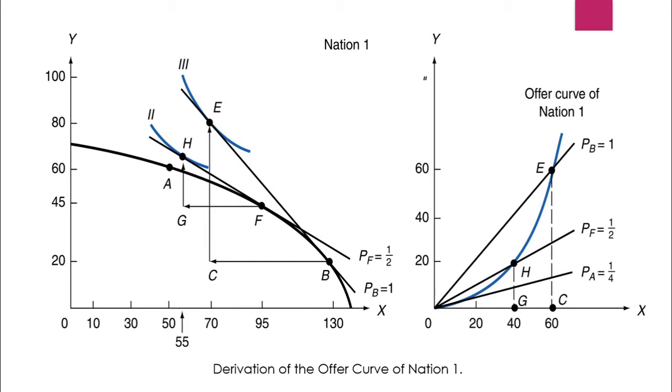Initially, let us assume that the price ratio PB is equal to 1. International terms of trade is denoted by the line PB equal to 1, and it is tangent to the production possibility frontier at point B, and point B is the point of production for this nation 1.